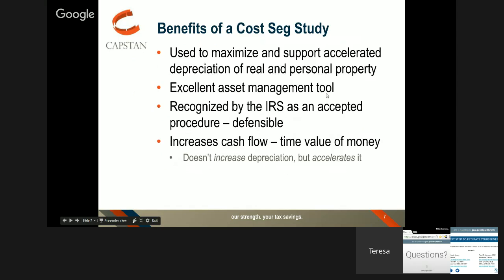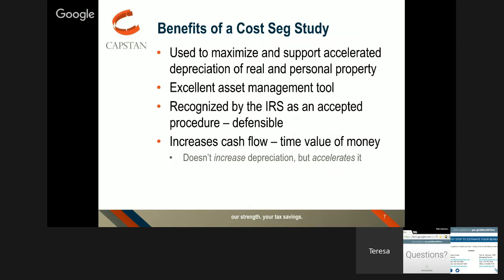Now, some of the benefits of a cost seg is that, obviously, if you were ever audited, you want to be in a position that you wouldn't have an issue with the IRS. So this is a recognized procedure by the IRS, and it's defensible. You would use the cost seg study to maximize and support accelerating that depreciation. And if you ever got audited, you'd have that study to back up what you have done and the positions that you've taken. And as I mentioned, you're also going to be increasing your cash flow. So that's the main thing, the time value of money.